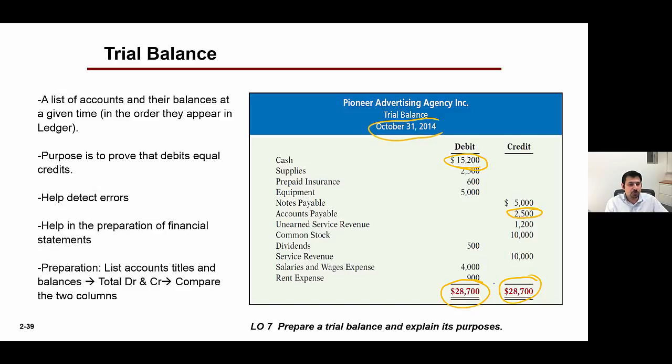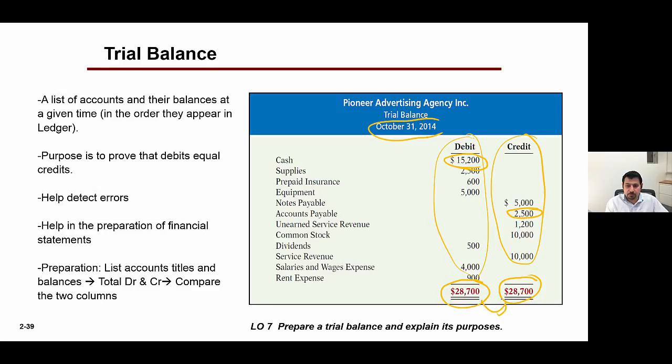And if they are not equal, it simply means that we have made a mistake. So first thing you do is you list all the accounts, then you add them up. You add the debits here, then you add the credits and you compare the two numbers.